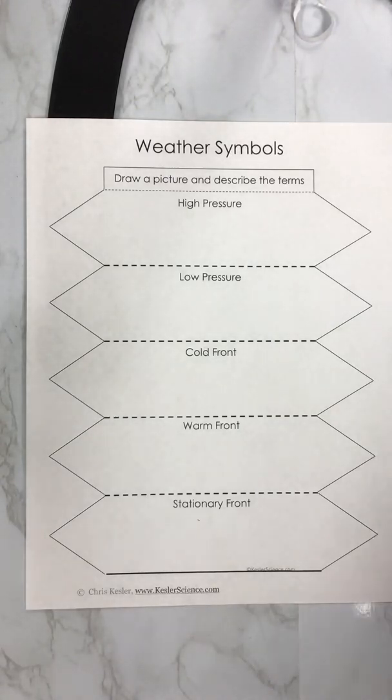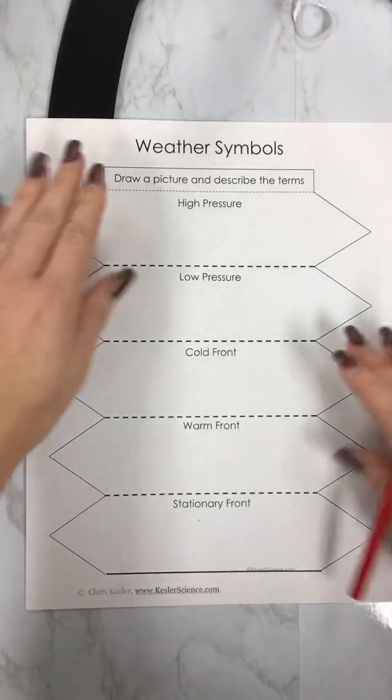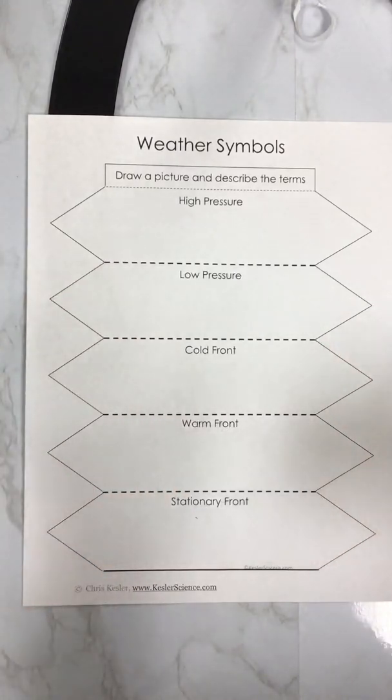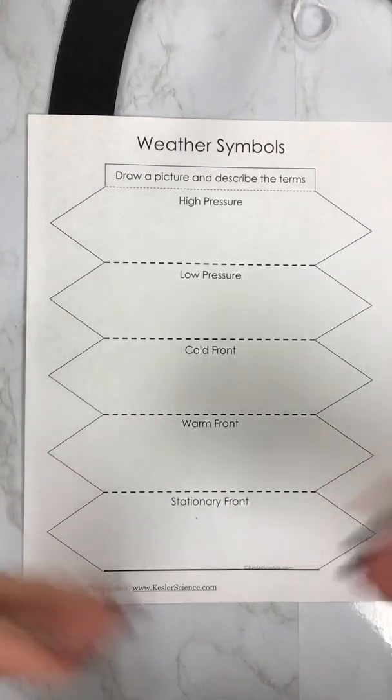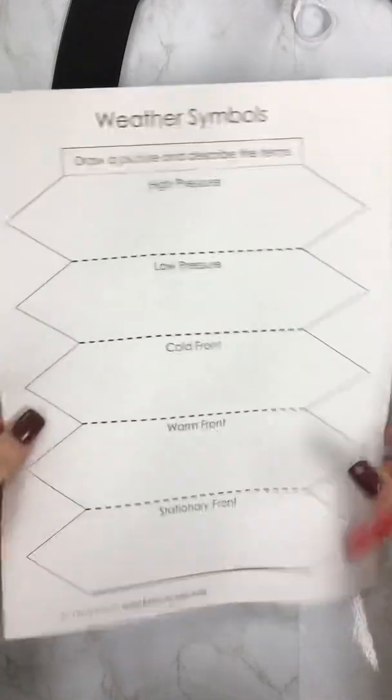So the first thing we're going to start with is high pressure. Now we're going to do the symbols in color, the way that you would see them on your phone app or maybe on the news. But remember that on your test, everything's going to be black and white, so you can't rely solely on the color. You need to look at the shape and what the actual picture is.